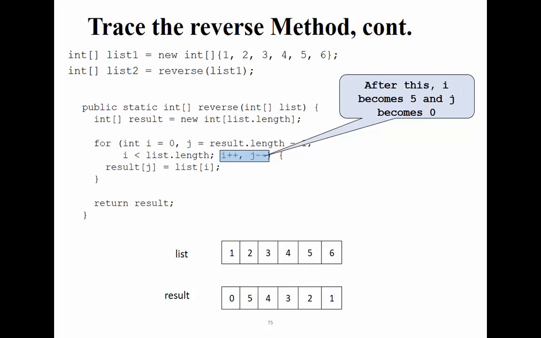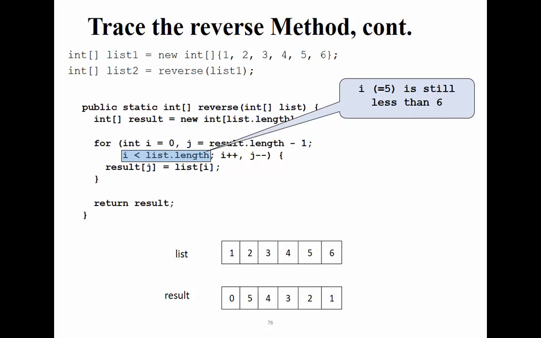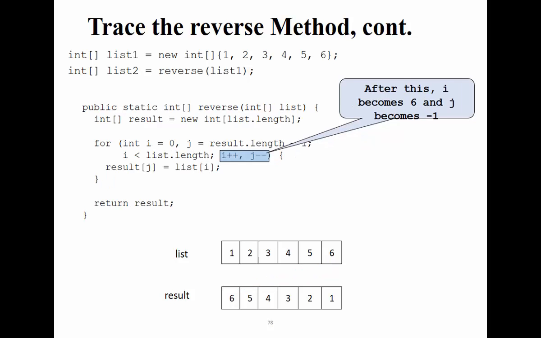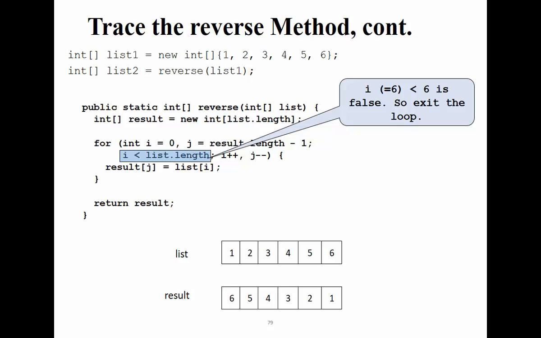In the next iteration, i is equal to 5, and that is less than 6, okay? And you assign 5 to position 0. In this case, j is equal to 0, okay? You can take this, implement it on Android Studio, and see the execution.